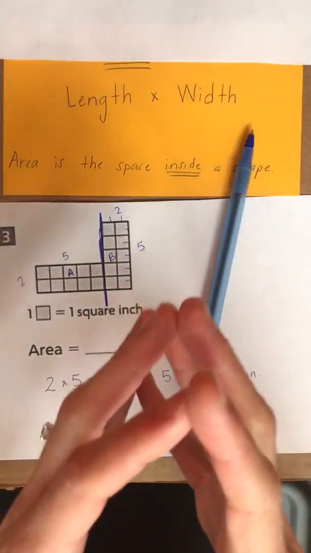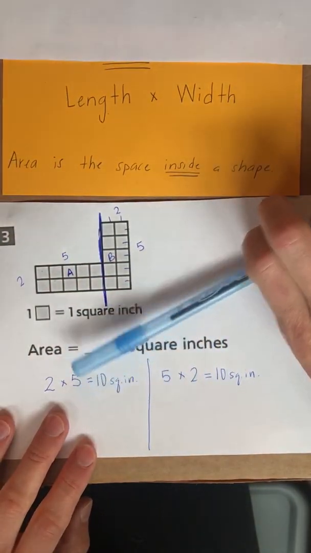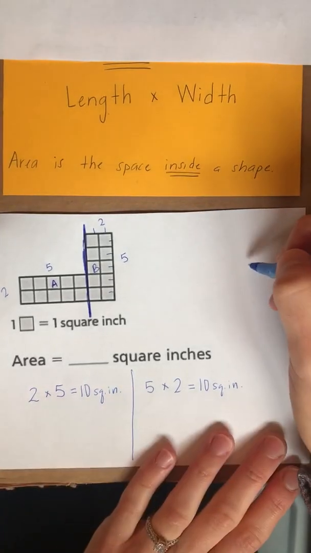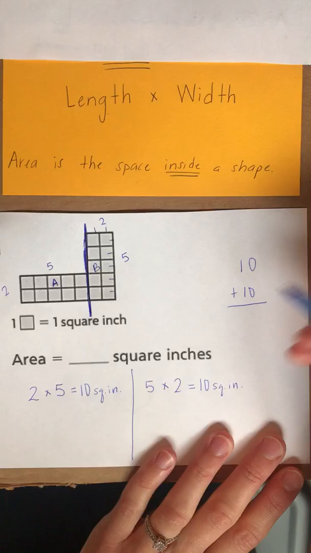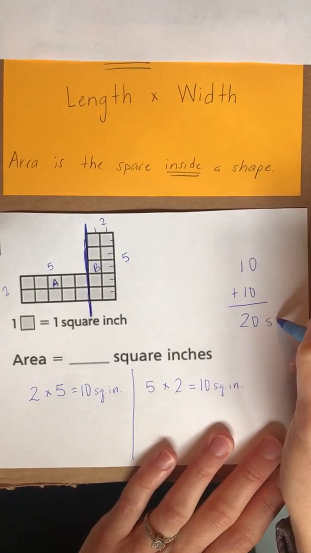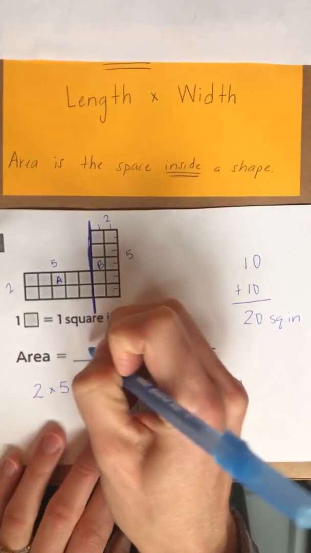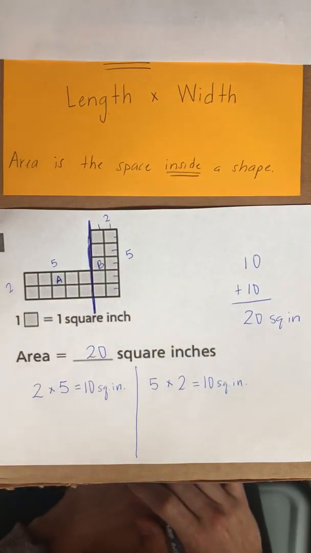How are you going to find the area of the whole shape? Very good. You're going to add them together. So I'm just going to write it up here to show my work. But 10 plus 10 equals 20, right? So 20 square inches. So you would just fill it in right there on your sheet.